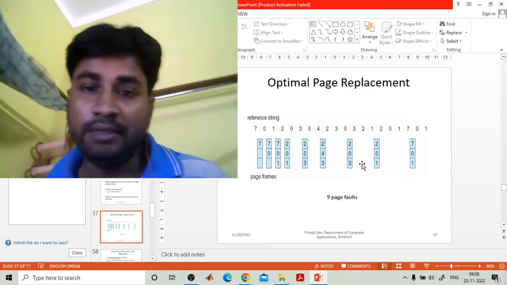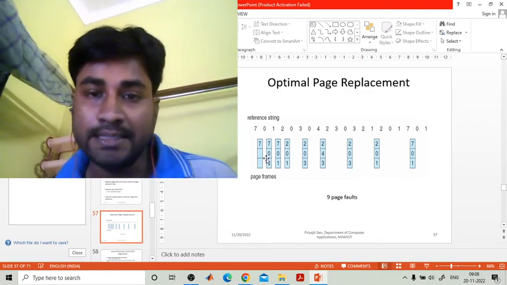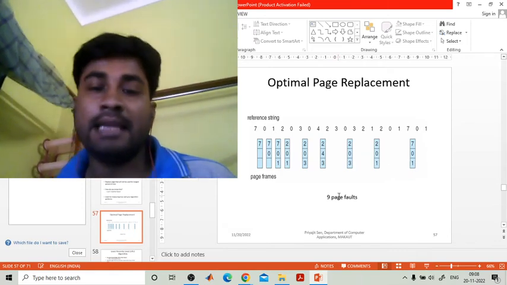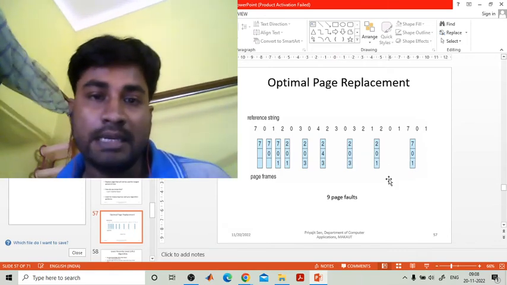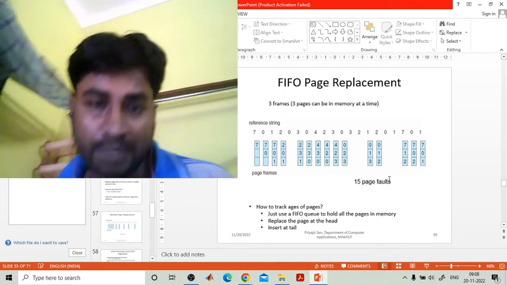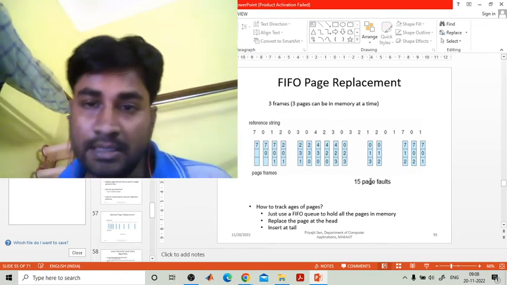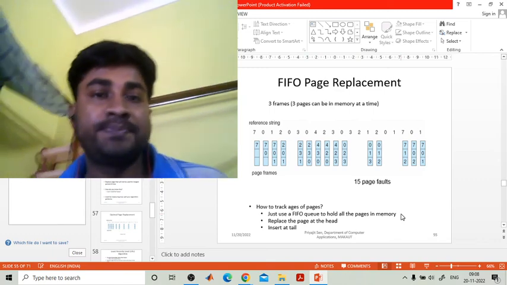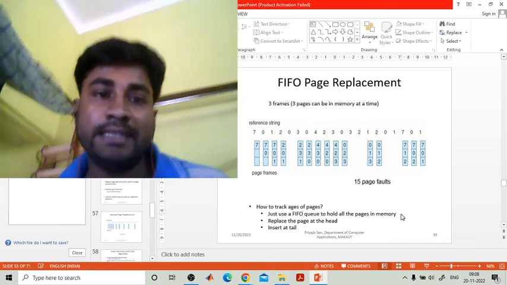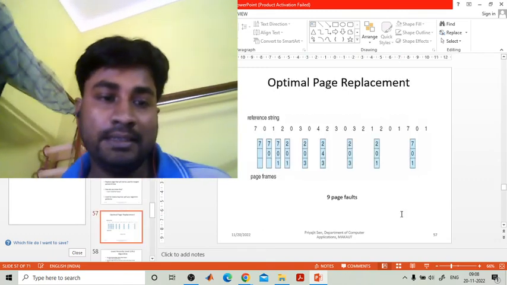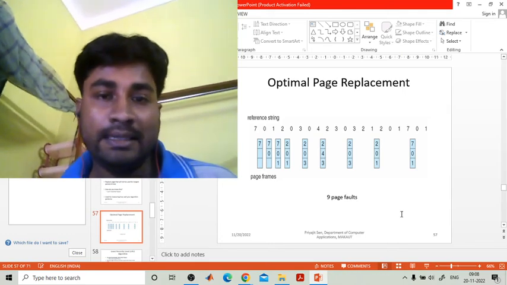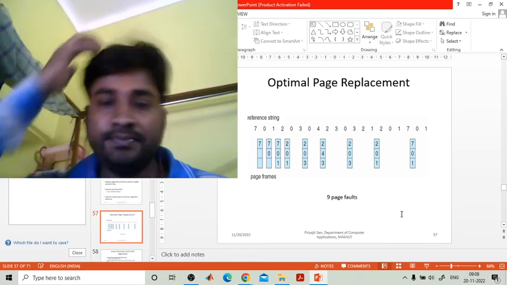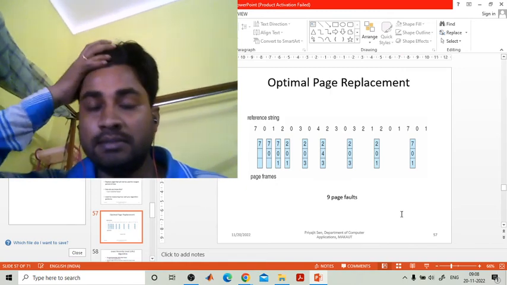Now we can count the page faults: that is 4, then 5 6 7 8 9, so 9 page faults are there. But for the same reference string, in the case of FIFO there are 15 page faults. So generally FIFO takes more page faults, then optimal is there, and another algorithm is there. Is this optimal algorithm clear, or shall I repeat later? I will repeat again.